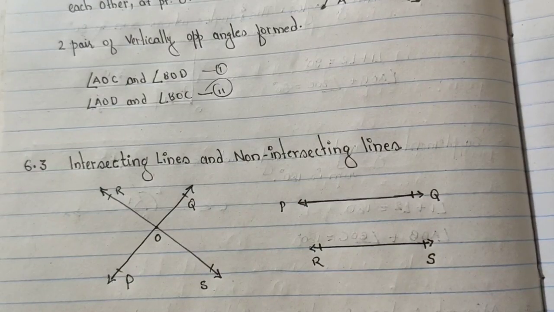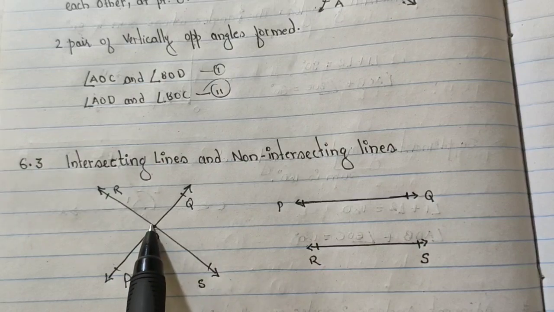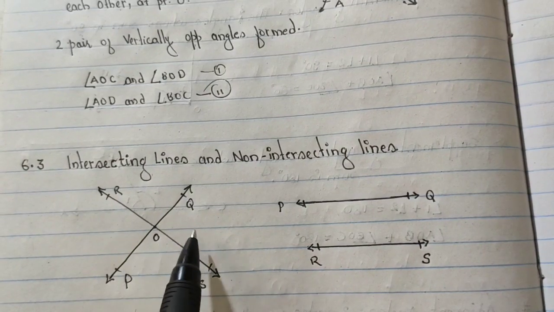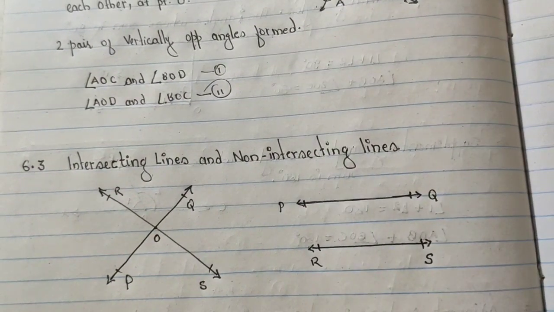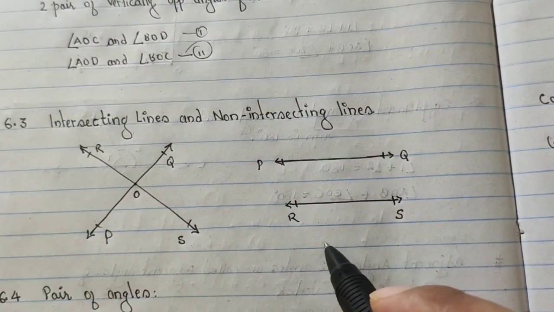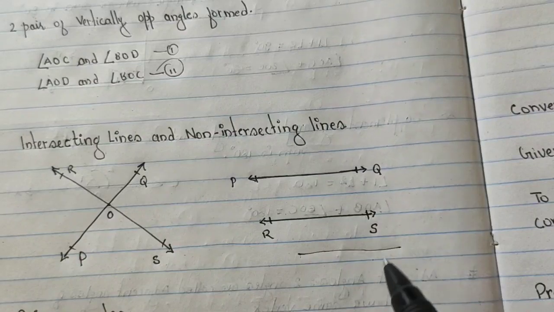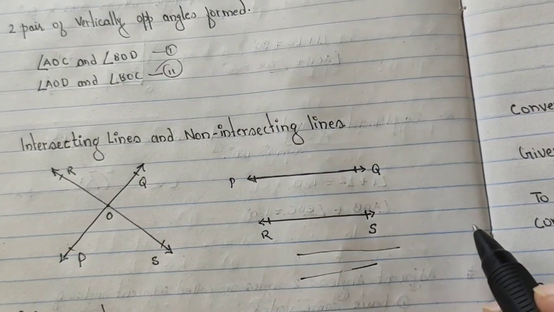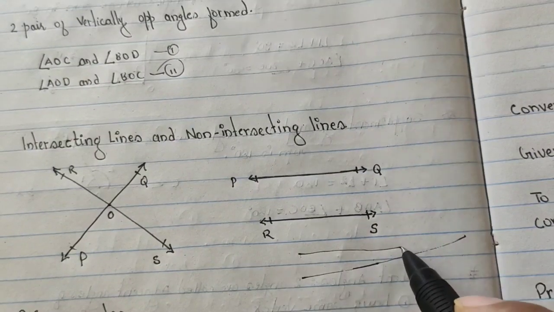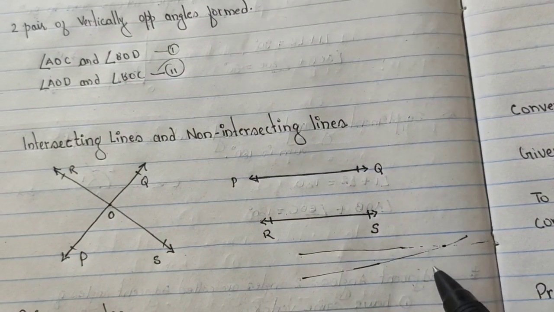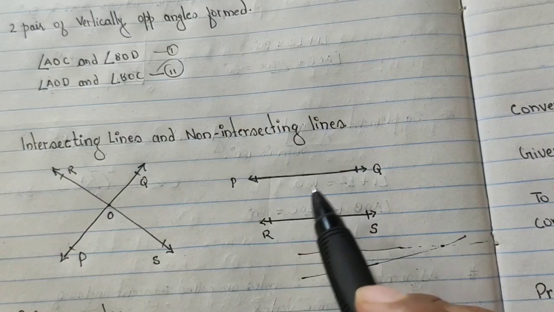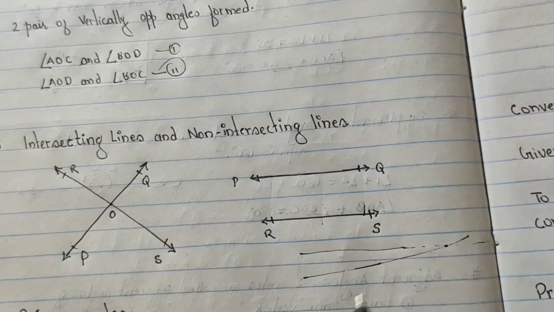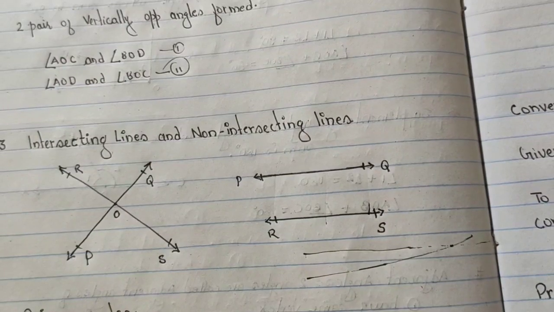Now the next is intersecting lines and non-intersecting lines. So here, when two lines intersect at a point, suppose O, then the lines are intersecting, and when they are not intersecting, then the two lines are parallel. If not parallel, suppose the lines are something like this, one is a straight line, another is like this, then at a certain point they will meet, so they are also called intersecting lines. Whenever two lines are not intersecting, meaning they are parallel, the distance between the two lines at every point will be the same.